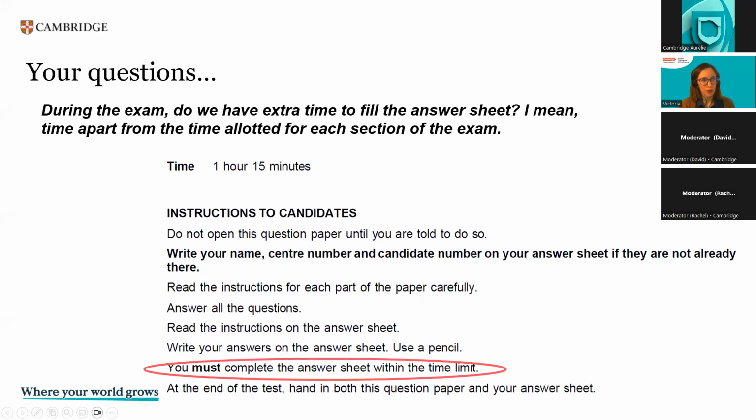More questions for you, from you actually. During the exam, do we have extra time to fill in the answer sheets? Well, you will see. Okay, in the instructions, you will have this information. You must complete the answer sheet within the time limit. Okay, so there will always be very clear instructions about how and when to complete the answer sheet. Right, so if you don't remember because you are nervous, it's a stressful situation, we all know, so don't worry, it will be there for you.